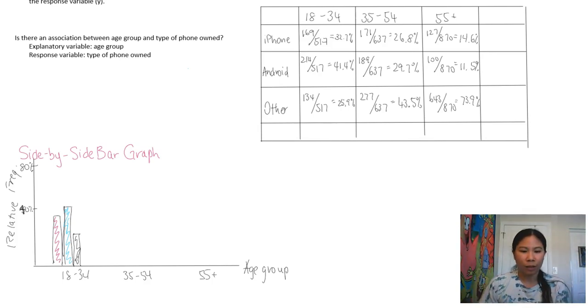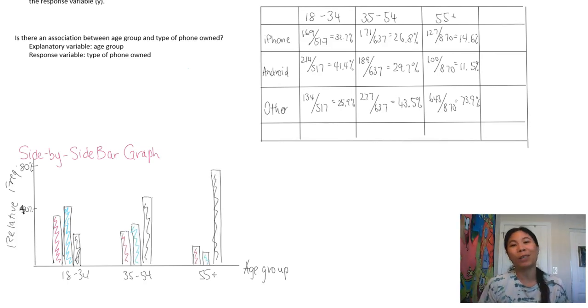Okay. So I tried to keep my bars slightly separate. They were still in the 18 to 34 category, so they're close together that way, but there are little spaces between them. It's hard to see because my drawing skills are awful. But that's the beginning of my side-by-side bar graph. I'm going to continue this for my other categories, my 35 to 54-year-olds and my 55 plus.